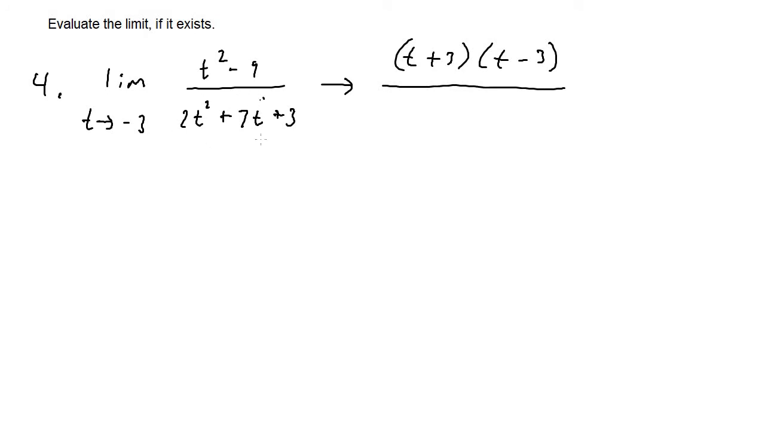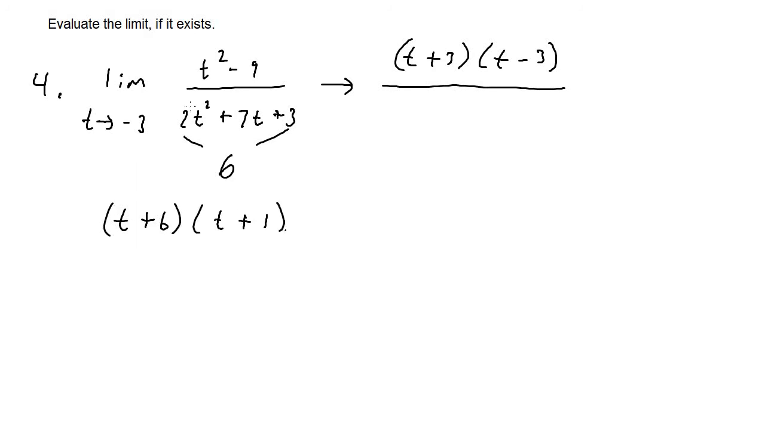Now for the denominator, we can go ahead and factor this, so I need to multiply the a and the c term. In other words, 2 times 3 gives us 6. So I need two numbers that multiply to 6 and add to 7. Well, that's obviously going to be 6 and 1. So I can say t plus 6 and then t plus 1.